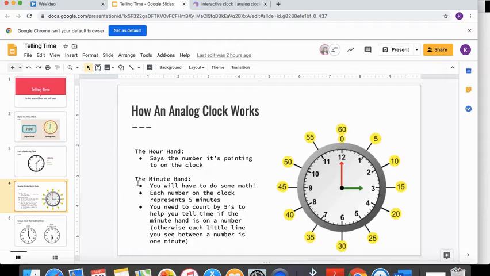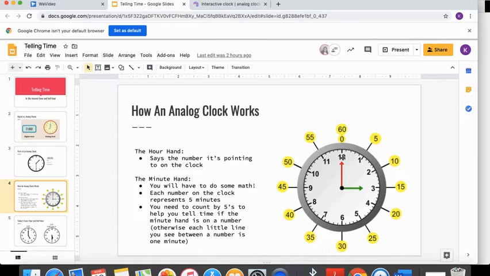The second part here is with the minute. And now with this, you will have to do some math. So the minute hand again is the longer arrow, and it's pointing to certain numbers or even the lines in between the numbers. Those are all minutes. So when you are counting up minutes, if you go to each different number, it's 5 minutes. If you look in between, there are little lines, and those would be each individual minute.